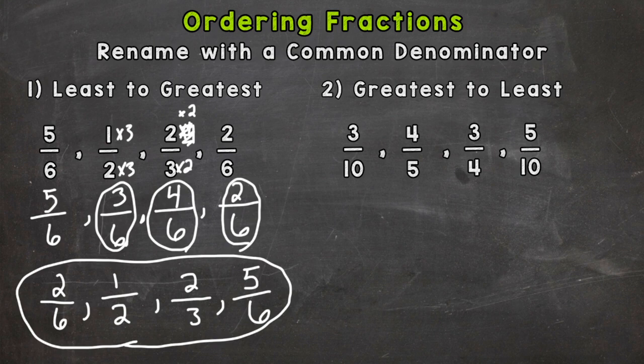So here we have 3/10, 4/5, 3/4, and 5/10. So we need a common denominator for all four of those fractions. So we have a 10, 5, 4, and 10. Any idea what the common denominator is for those fractions? Hopefully you're thinking 20. So let's rename with the denominator of 20.